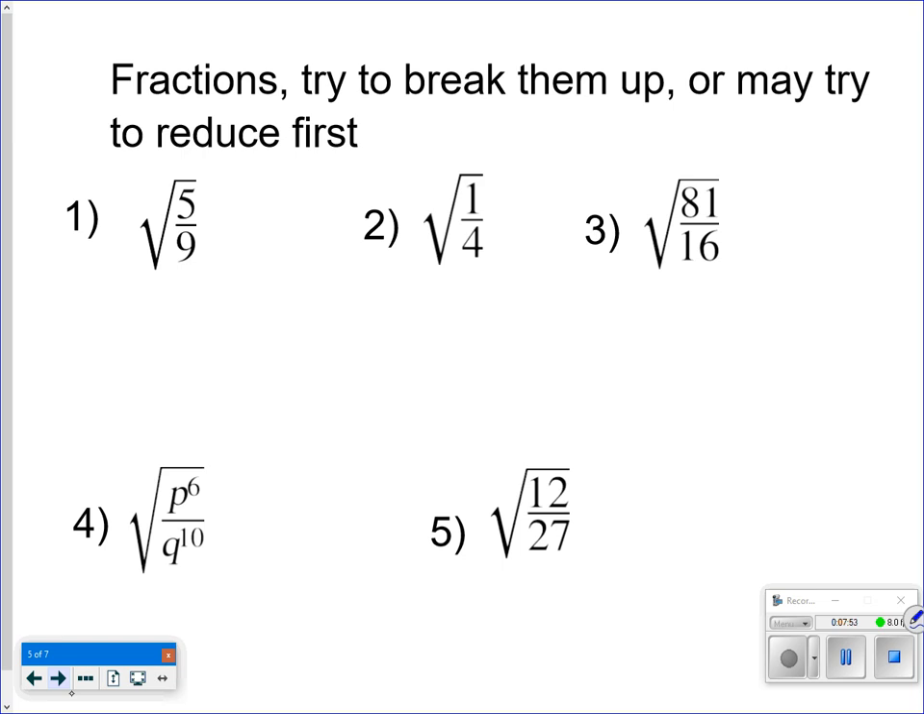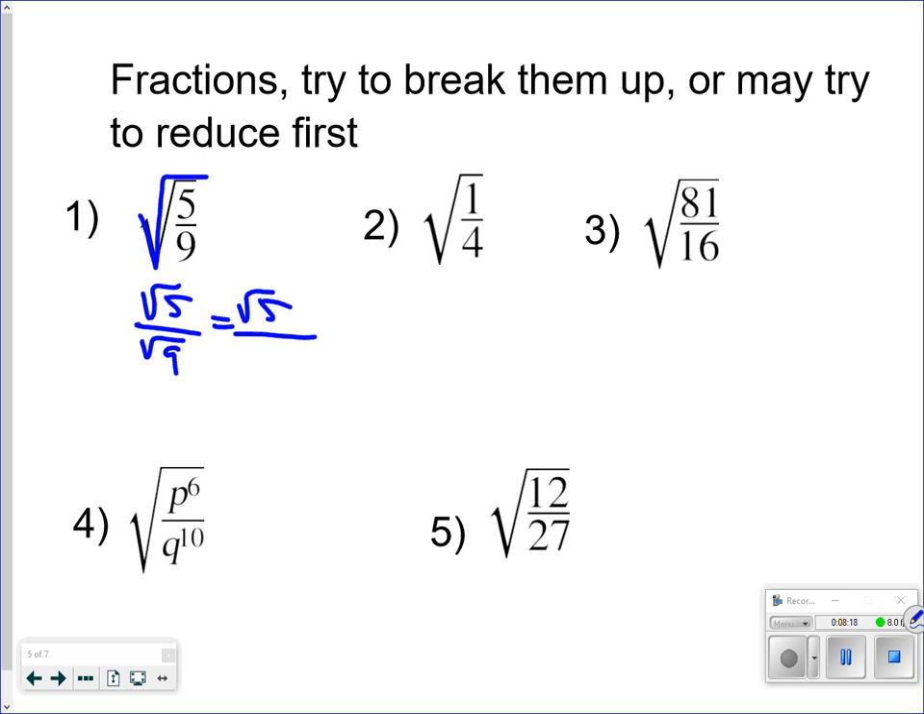All right, so number 1. Square root of 5 over 9. 5 over 9 does not reduce. So for this one, I'm going to try to break it up into 2 radicals. So instead of 1 giant radical sign, we're going to make 2 baby radical signs. So each number has its own radical. The square root of 5 does not reduce, so we can leave it.